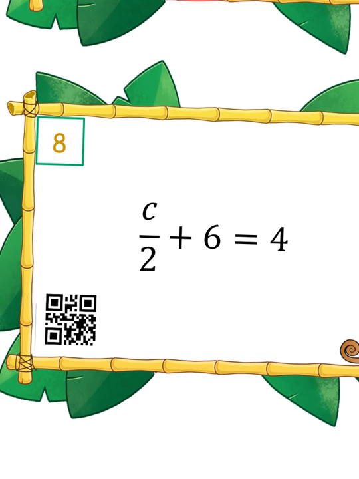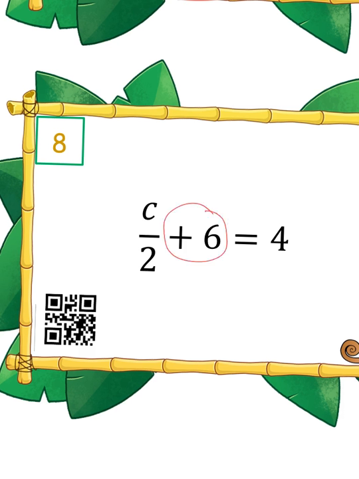Number 8. I'm going to circle my constant, add 6, and I'm going to take it away. So the inverse of the addition will be subtraction. So C over 2, I rewrite it. Plus 6 and negative 6 is 0.